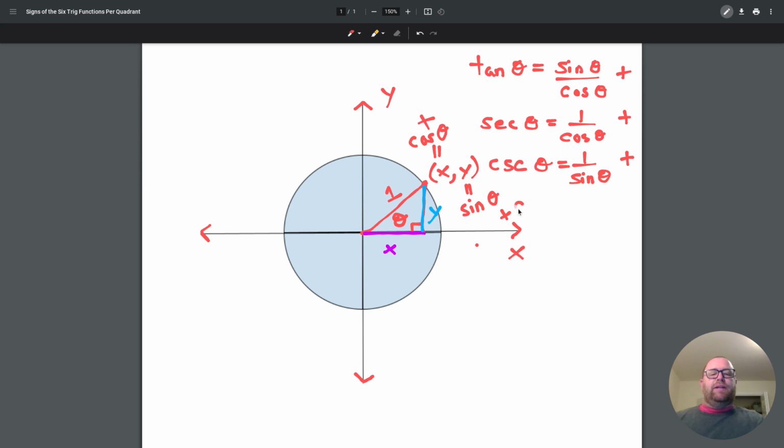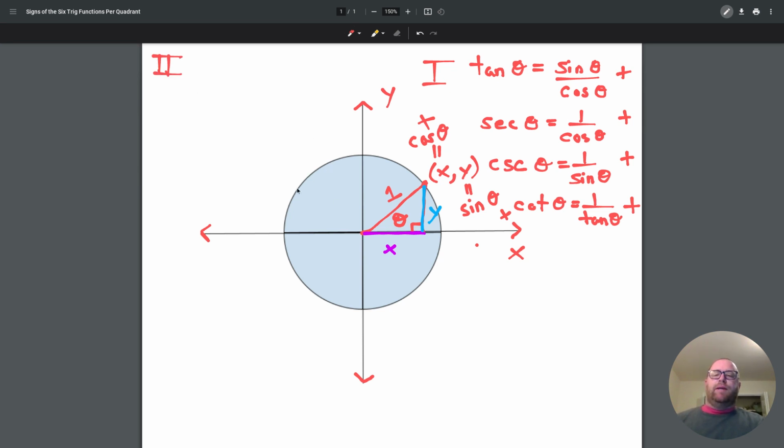And then the cotangent of theta is equal to 1 over the tangent of theta. And that's positive as well. So all the 6 trig functions in quadrant 1 are positive. So that's quadrant 1. Let's move across to quadrant 2 over here.